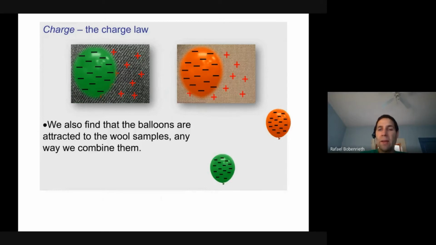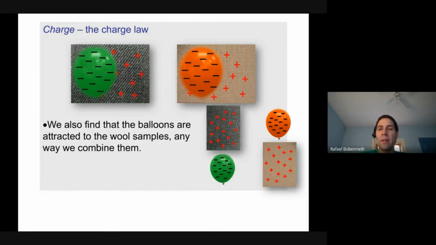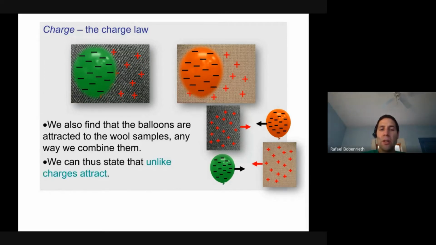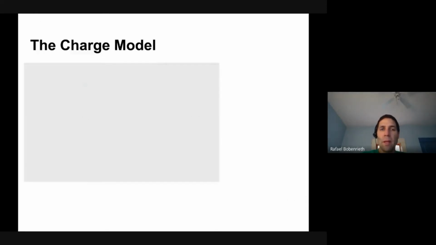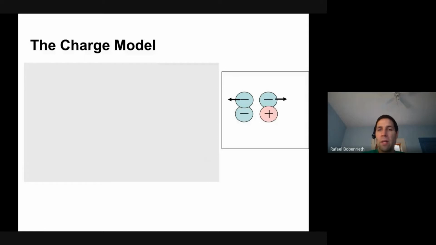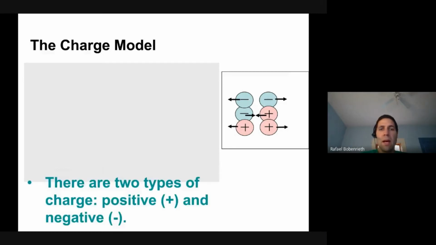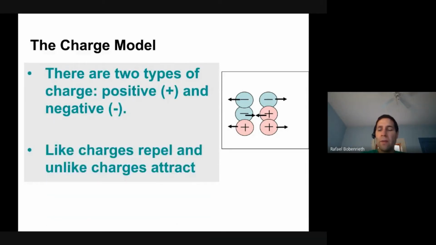The other thing we'll find is that if you try to bring the wool back closer to the balloon, they actually will attract each other. So we can say that unlike charges, or opposite charges, attract each other. This is really important because this brings us to something called the charge model. This is one of those fundamental ideas in physics. It's a summary of the last two slides. Two types of charges exist, positive and negative. Like charges repel, and unlike charges attract.